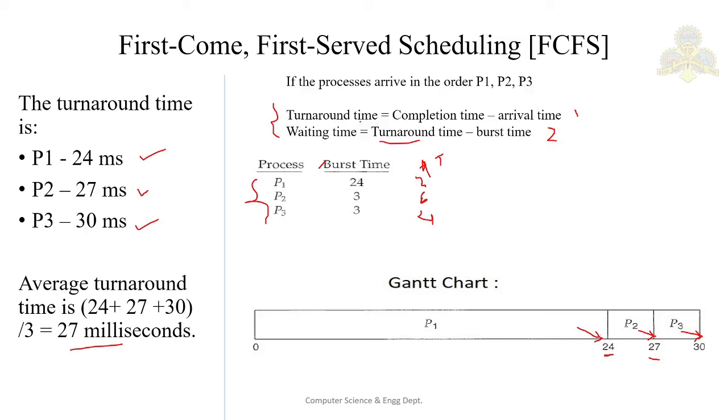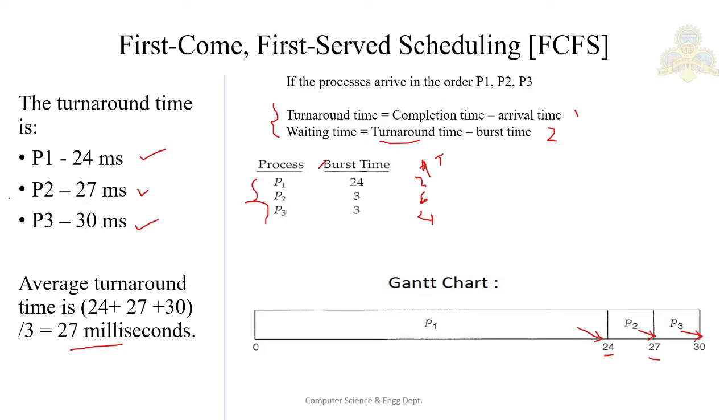The turnaround time for process P1: completion time of P1 minus arrival time of P1. What is the completion time of P1? It is 24 milliseconds. The arrival time of P1 is 0, since we assumed all three processes arrive at time 0. That's why 24 minus 0 is 24 milliseconds, which is the same, right?